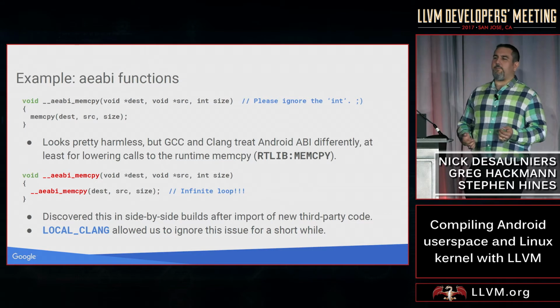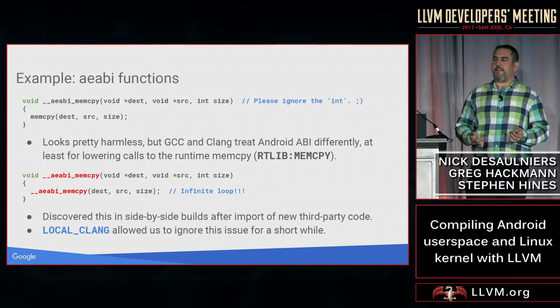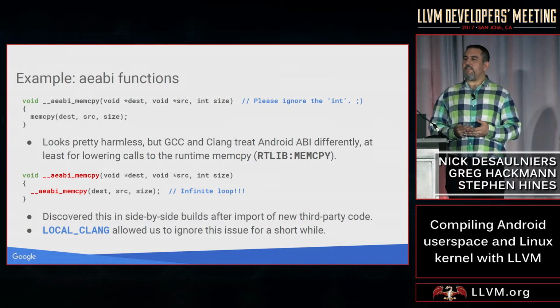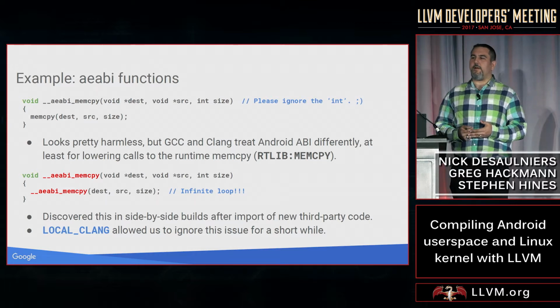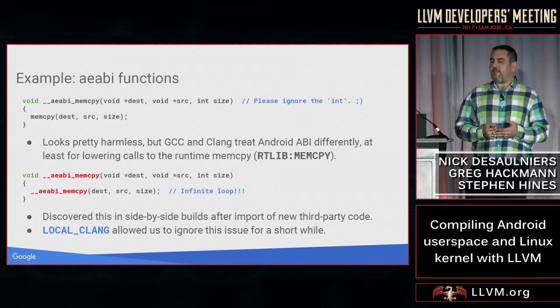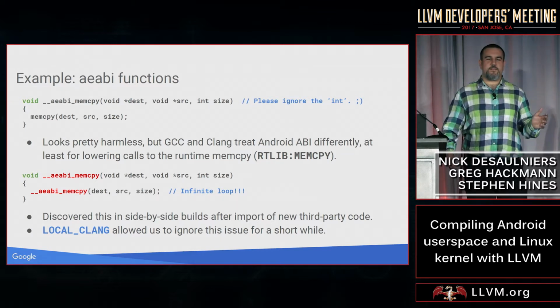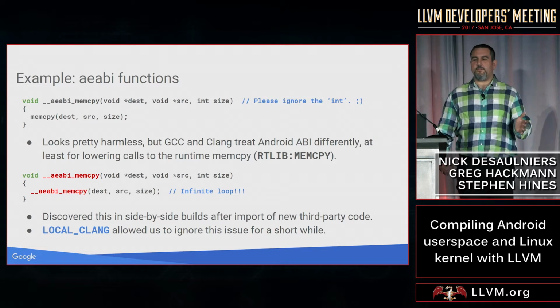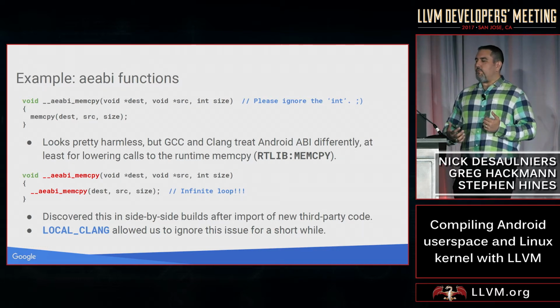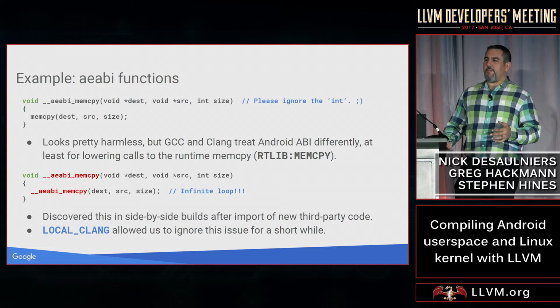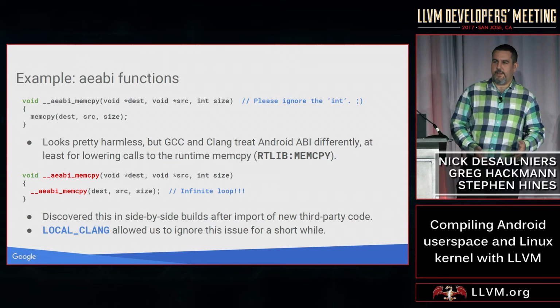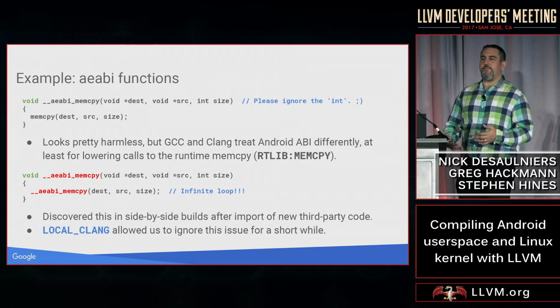And they had to call memcopy, which is great, except for the fact that Clang decided that, well, when I see memcopy, I'm going to lower that to built-in memcopy. And for Android's target, that actually is AEABI memcopy. So you get a nice infinite loop, your stack explodes, your device doesn't boot, and everybody looks at each other confused. So we discovered this pretty early on, and then we discovered it again in another component later on, and then someone upgraded another component and we found it again.